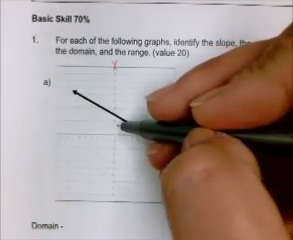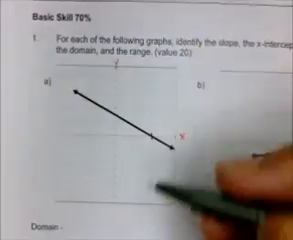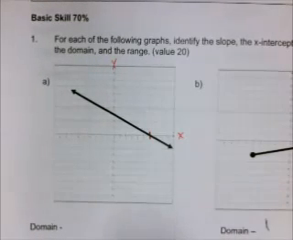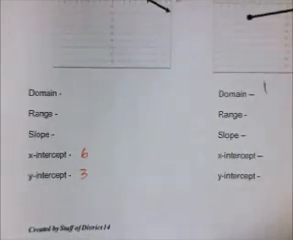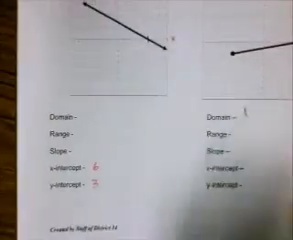And the y-intercept is at the 1, 2, 3. So where does my line cross the y-axis? That's known as my y-intercept. Okay, so that's at the positive 3. Okay, let me just make this a little bigger for you. There we go.